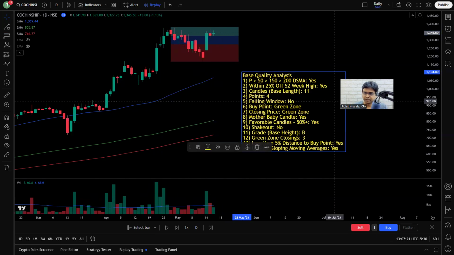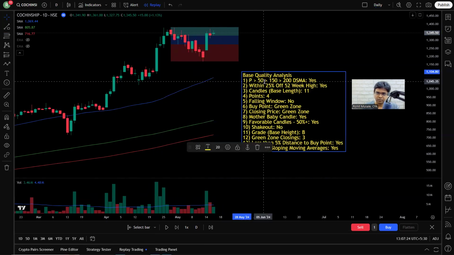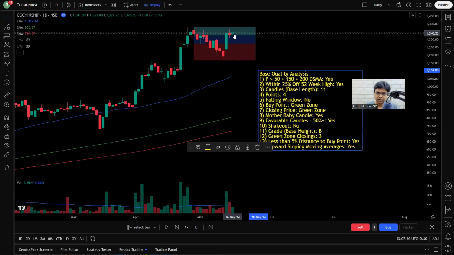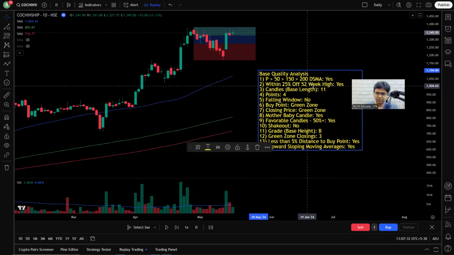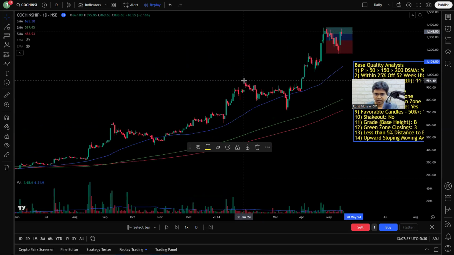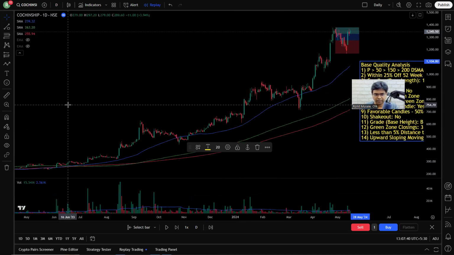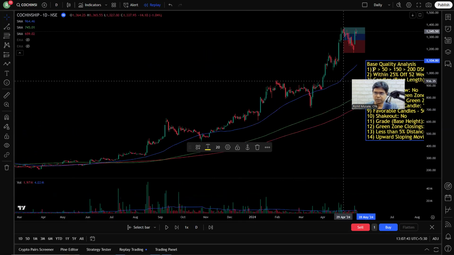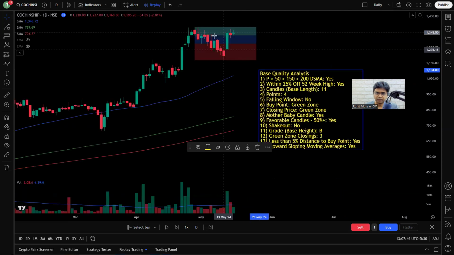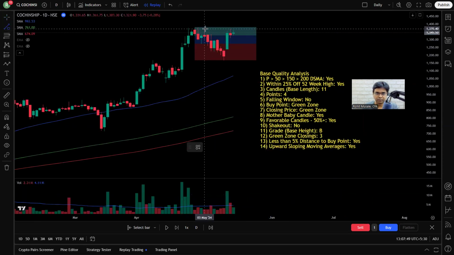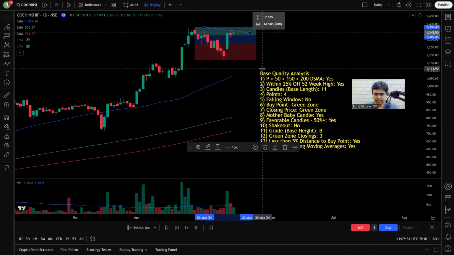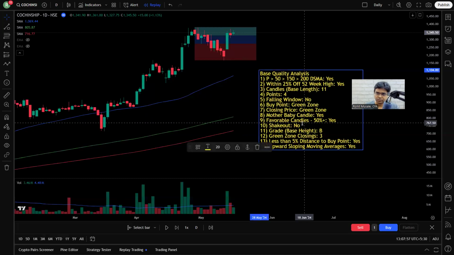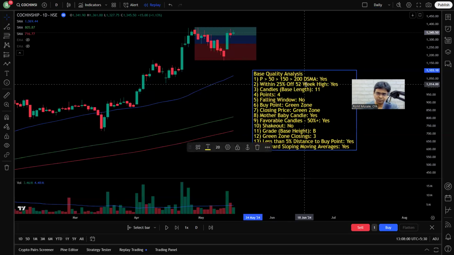So base quality analysis. Is the price above all the three moving averages? Yes. The current price is above the blue, green, red. Is the price within 25% of 52-week high? Yes. So this is 16th of May 2024. If we go to 16th of May 2023 here, somewhere here, what's the highest price? This. So that's the 52-week high. What's the distance from the 52-week high to the closing price? 2.53%, right? So it is within 25% of 52-week high.